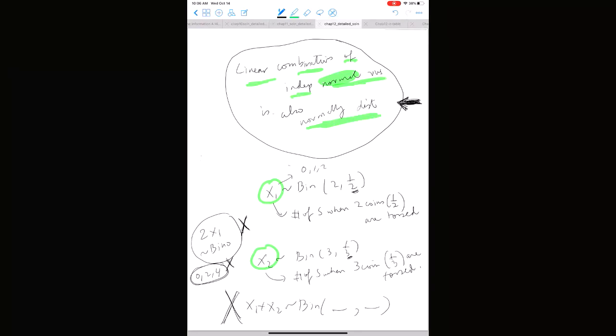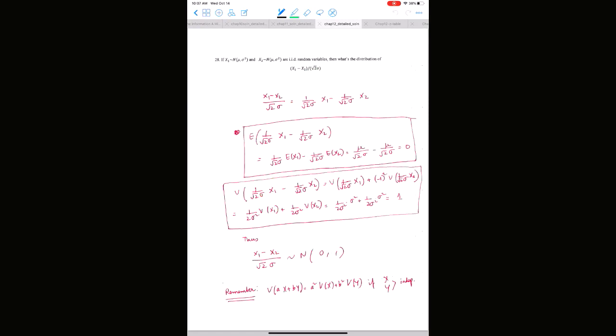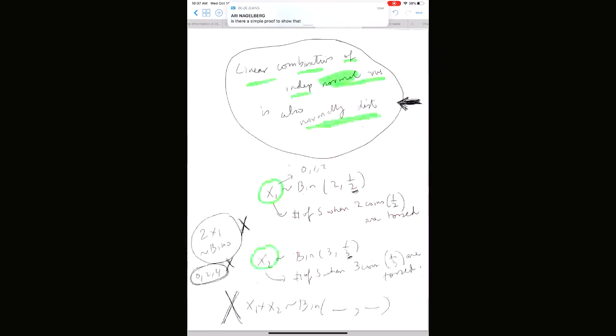So was this point clear? Do you see what I said? Am I clear about what I said? Am I clear? All right. So now, there is no proof. I mean, there is a proof to show that. Which one did you mean? So I stated two things. Binomial or normal? Oh, binomial. Is there a simple proof to show that?